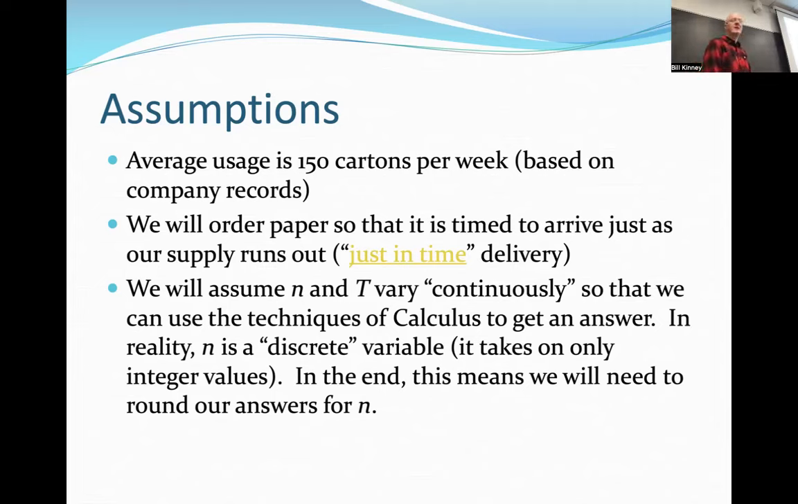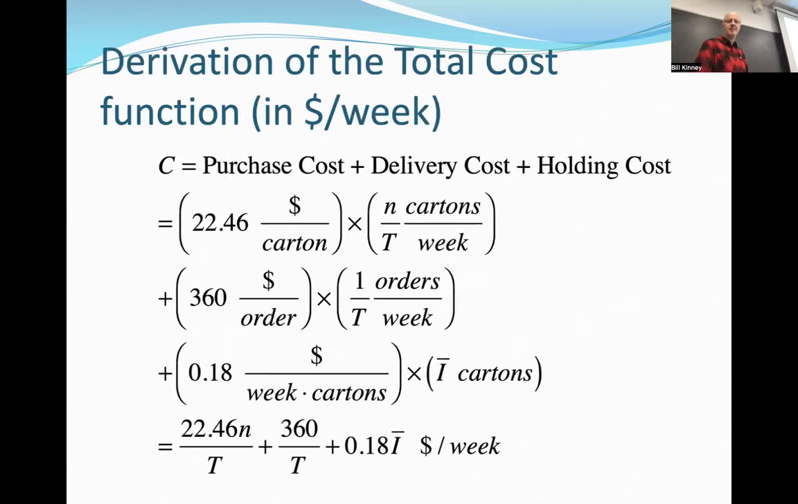N and T, the number of cartons per order and the time between orders, we're going to assume vary continuously so that we don't have to think about discrete math. We can think about using the techniques of calculus. In the end, of course, since n, for example, is an integer, a number of cartons, we do need to round our answers to get practical answers in the end.